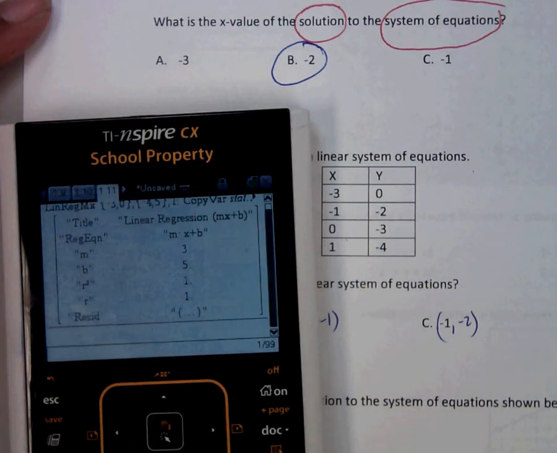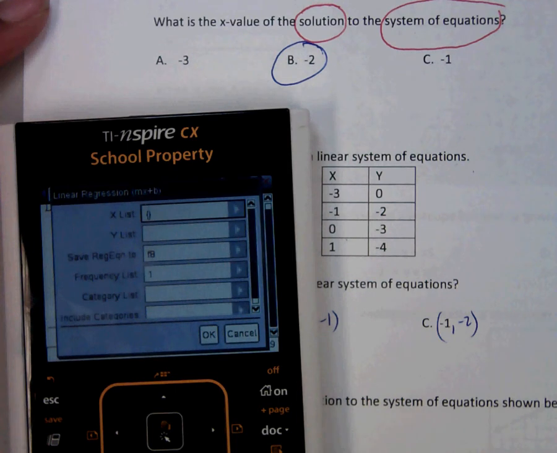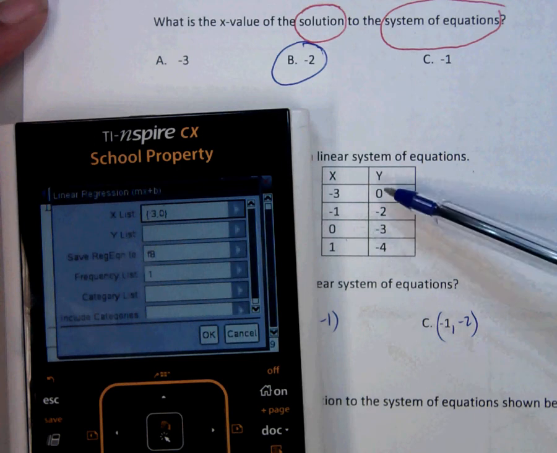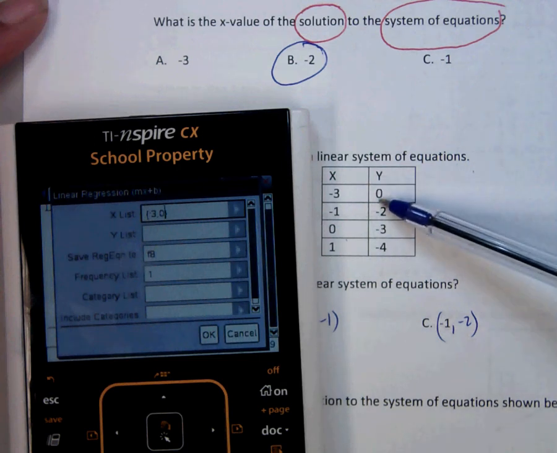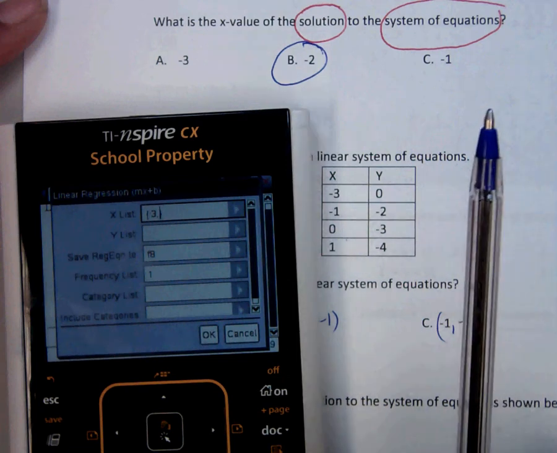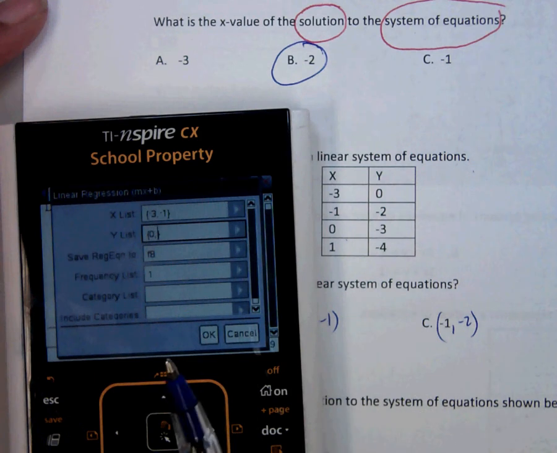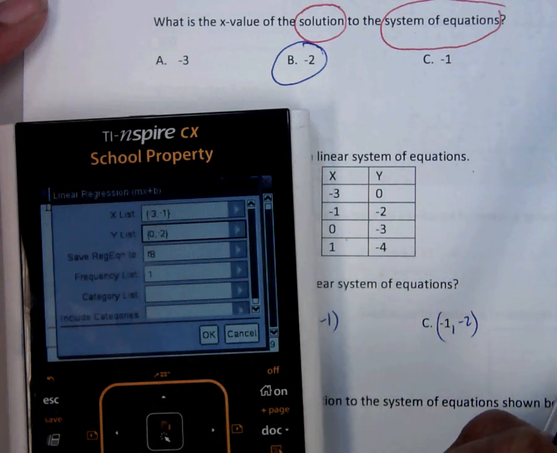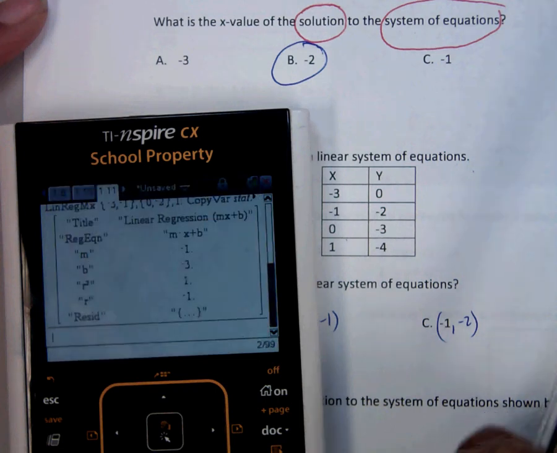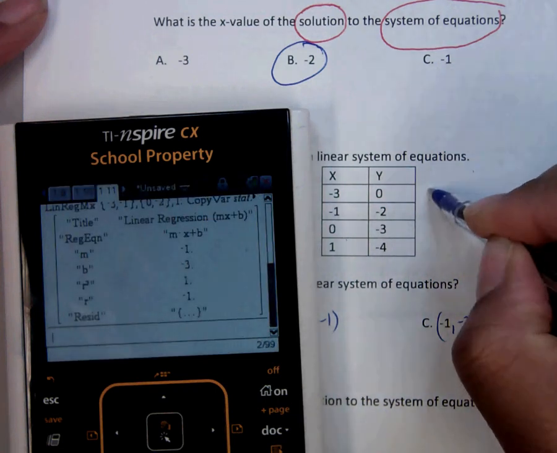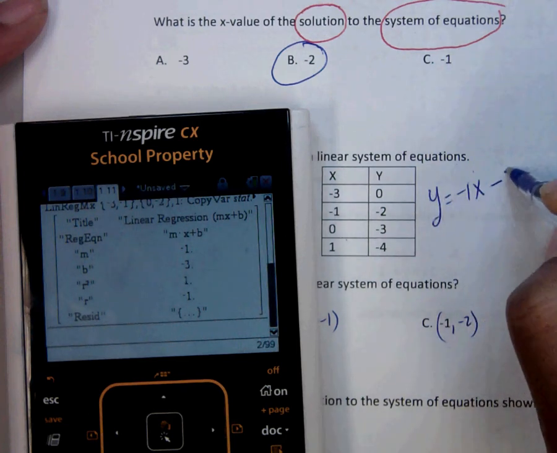Let's do the next one. Menu 613, control right parentheses, gives me my squiggly lines. I put in my x values, -3, 0. Miss Pierce made a mistake. What's wrong with putting in 0? It is not an x value. So we must put in -1. Control right parentheses, 0, -2. Enter. Enter. It gives me my m as -1. My b is -3.